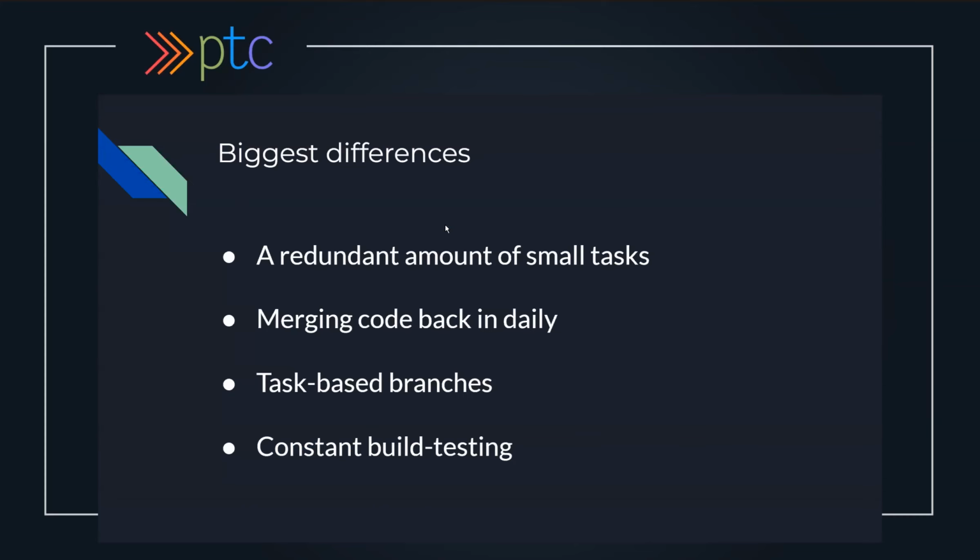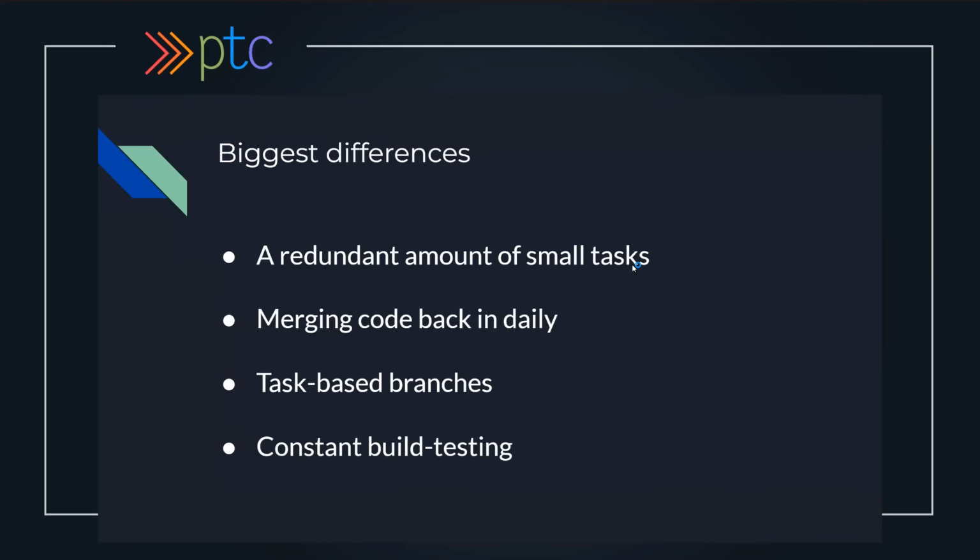So what are the biggest differences? When you're doing continuous integration, there is a redundant amount of small tasks. So way too many small tasks. Like I said, when you're adding a ranged weapon like a bow, you'll separate adding the arrow, adding the bow, adding the bow firing, and adding the arrow hitting into multiple different tasks, when normally you just do it all at once.